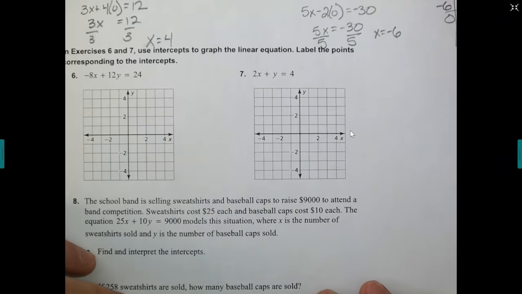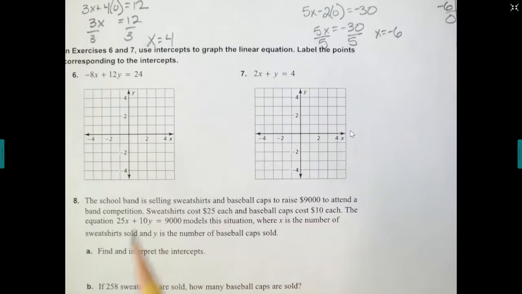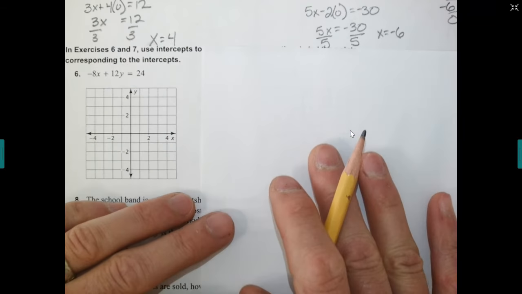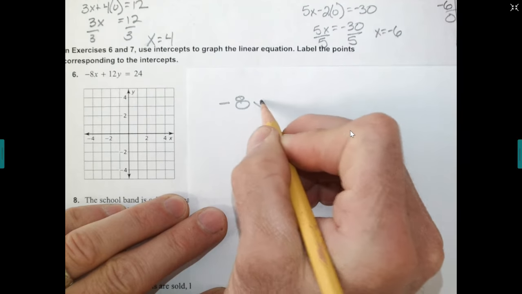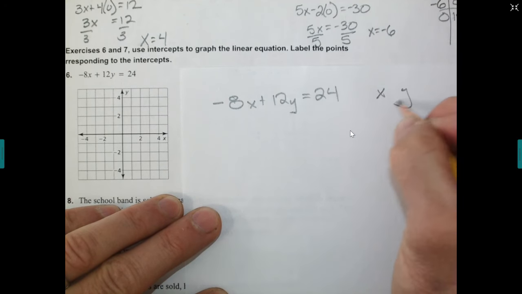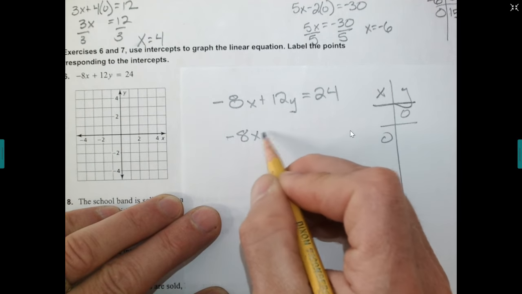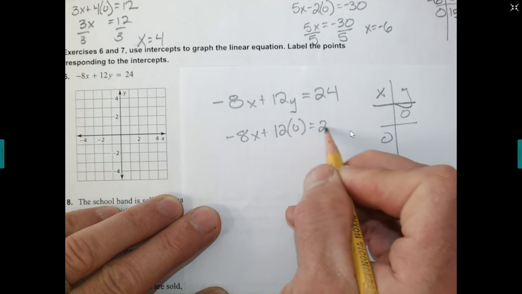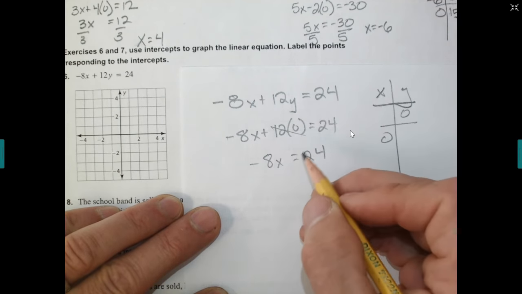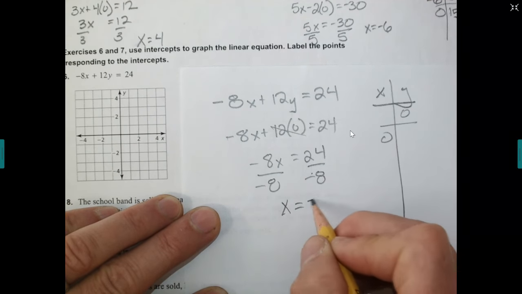Let's go ahead and do number 6. Use intercepts to graph the linear equation. Label points of corresponding intercepts. Negative 8x plus 12y equals 24. So I need to find my x and y intercepts. So I need to plug in my zeros. Negative 8x plus 12 times 0 equals 24. So negative 8x equals 24. The only reason I cross that out is 12 times 0 is 0, so I don't need that. Divide by negative 8, x equals negative 3.